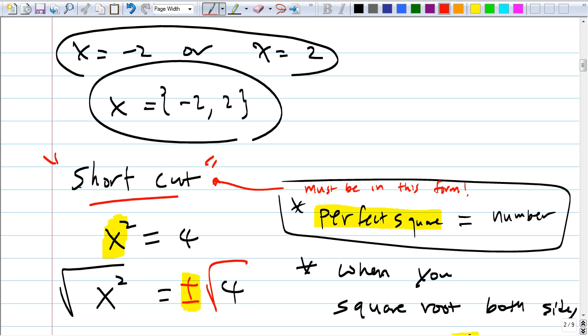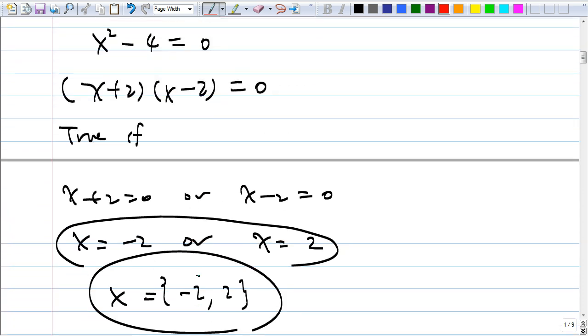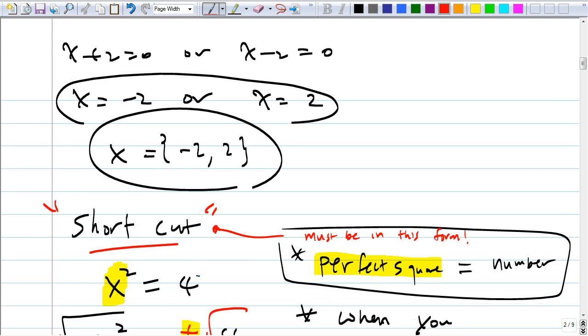But when you square root both sides, guess what? How many solutions do you get? 2. So guess what? You have to put plus or minus, positive or negative. If you don't put positive or negative, guess what? How many solutions would you get? Only 1. Does that make sense? So if you're going to take this shortcut, right? This is the correct way of doing it algebraically, okay? But if you're going to take the shortcut, you have to remember that you get 2 solutions.